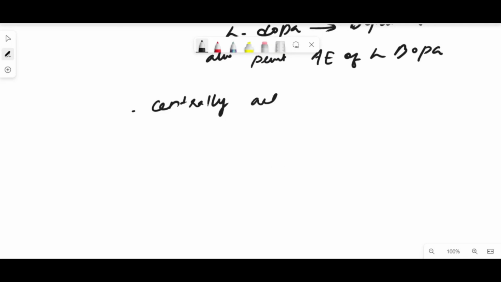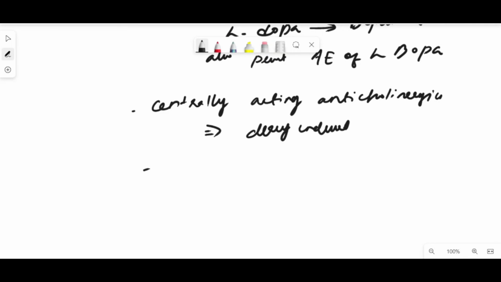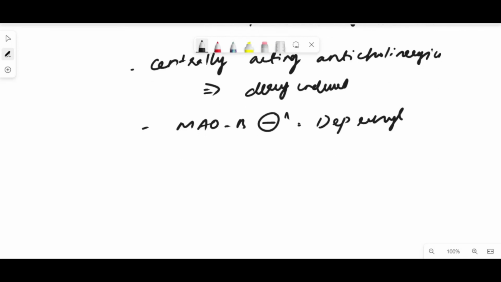Another drug is a centrally acting anticholinergic. Actually, it is the drug of choice in drug-induced Parkinsonism. Then monoamine oxidase B inhibitors are used, for example selegiline, and also sometimes fetal cell transplantation, and other modalities are used in treatment. So basically, the most important thing you need to note about treatment is this levodopa and carbidopa.